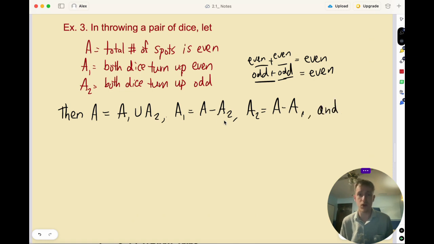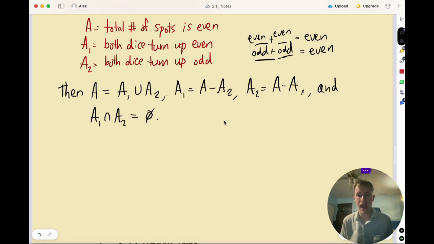And we have that there's no overlap. Both dice either turn up even or odd. So we have mutually exclusive events. We have that A1 intersect with A2 is the empty set. Okay.